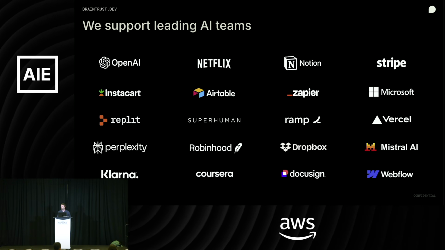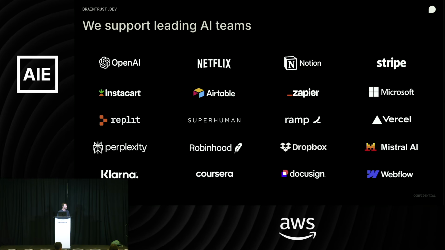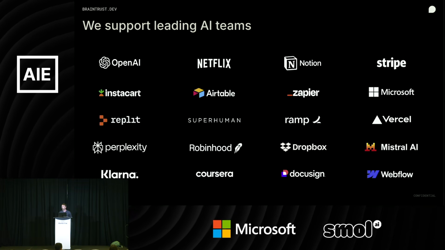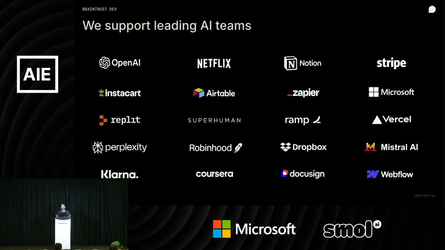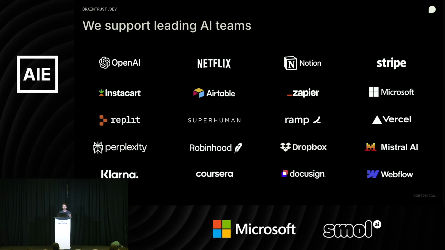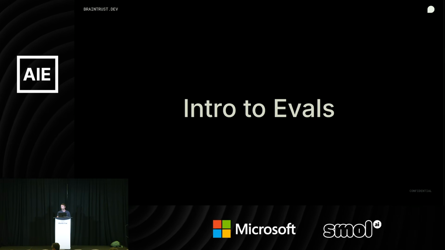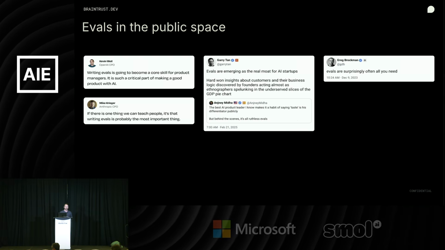The other thing to call out here is that we already have a lot of companies using Braintrust in production today. This is just a few of the companies that are utilizing us for evals, for observability of their Gen AI applications. So I won't bore you too much with that, but let's jump into this.